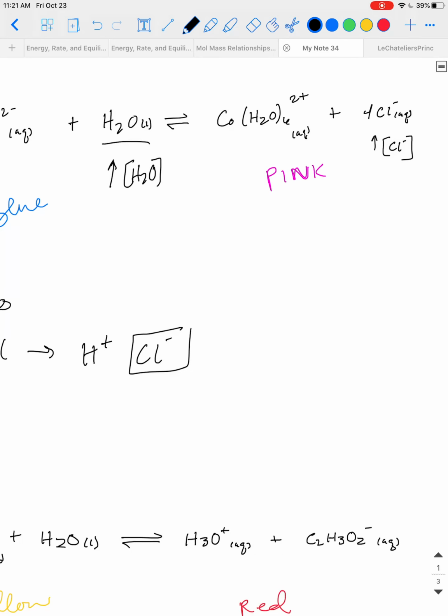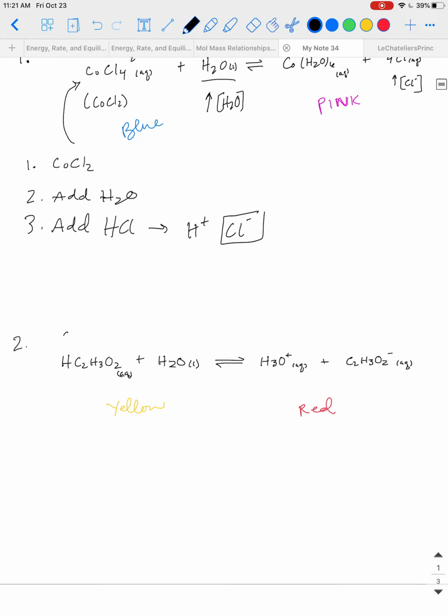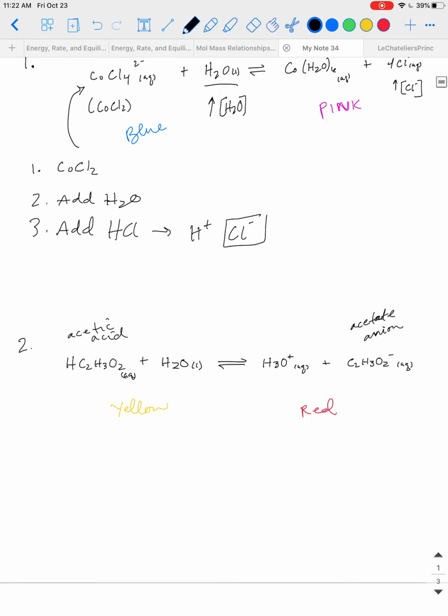Second equilibrium system, we have acetic acid. So this right here, let's go down to number 2. This is acetic acid. And this is our acetate anion. And these are actually colorless. And because we want to visualize a change here, this is an acid system that is colorless, so we have to add methyl orange. This is an indicator that changes colors based on pH.